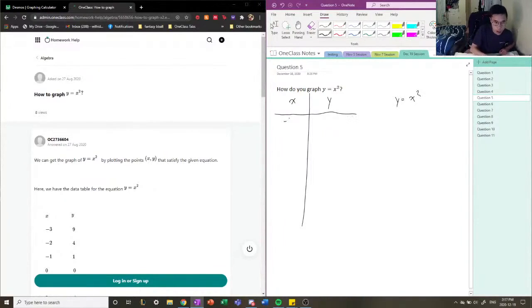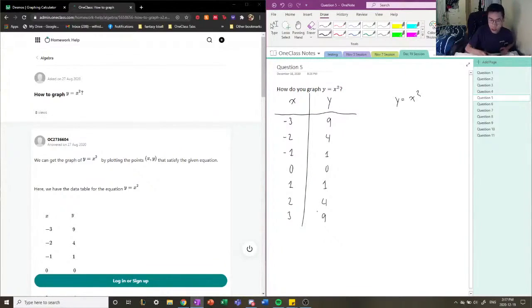So we plug in -3, right? So the square of -3 is 9. If we plug in -2, the square of -2 is 4. If we plug in -1, it equals 1. If we plug in 0, we see here that the square of 0 is 0. We plug in 1, the square of 1 is 1, 2 gives 4, 3 gives 9.